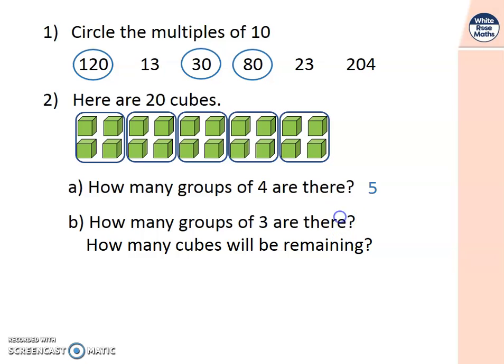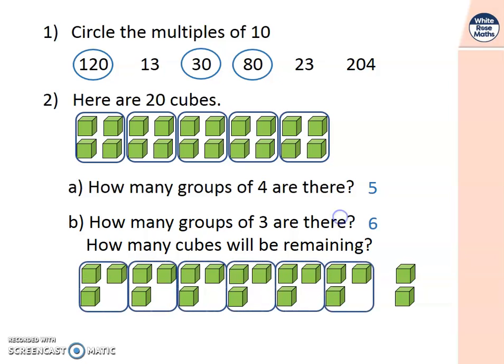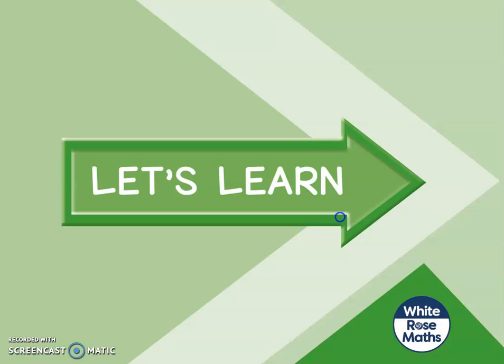You should have found that when we do that, we have 1 group, 2 groups, 3 groups, 4 groups, 5 groups, 6 groups, and there are 2 cubes left over, or as we say, remaining. So there are 6 groups, and there are 2 cubes remaining. We're going to use these skills in our learning today.